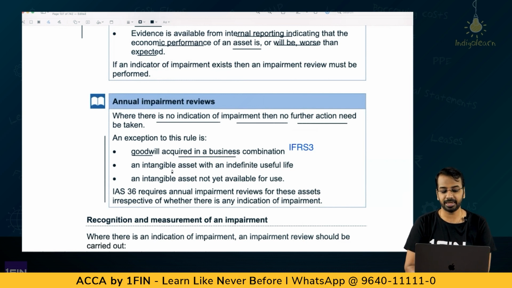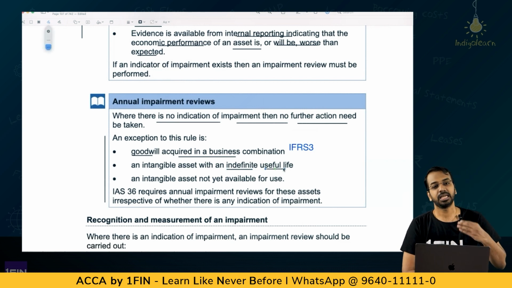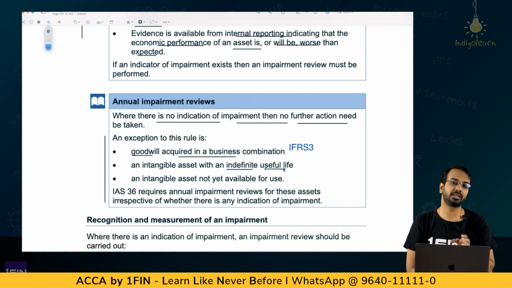Then, an intangible asset with an indefinite useful life. The specific thing to understand here is that if there is an intangible asset which does not have a definite useful life, you will anyway not amortize it. So, it is more important for you to check whether the intangible asset has been impaired or not. For example, we have purchased a technology. We believe that the technology can last for a long time. We cannot decide the life. But who knows, after 2 or 3 years, the technology may not be useful at all. So, for that, every period you have to do impairment testing.